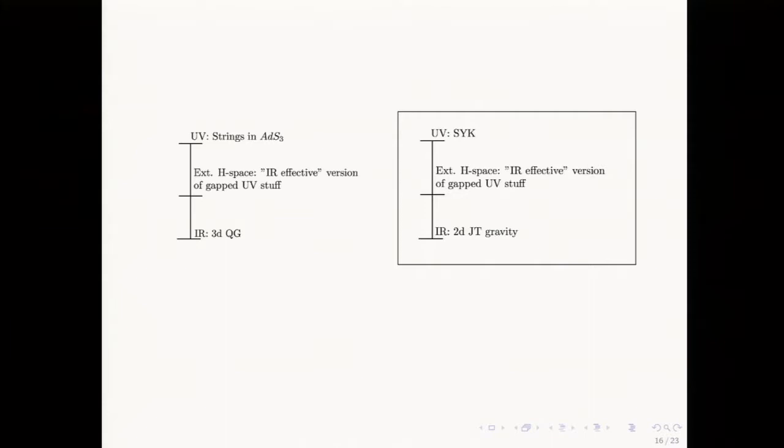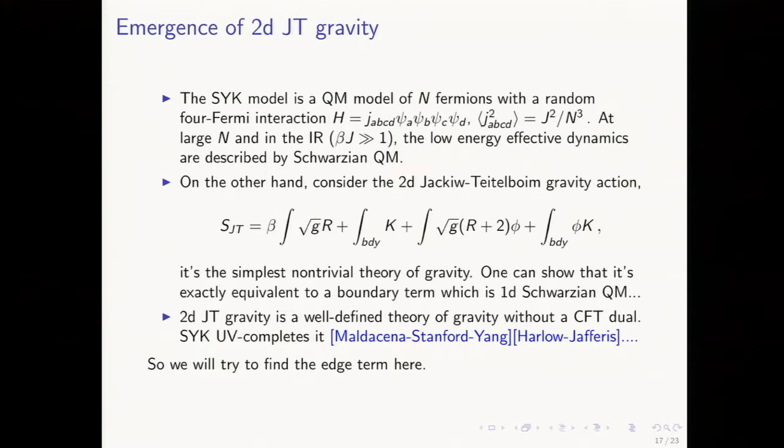So this is one very quick slide about how JT gravity emerges from SYK. Depending on whether you've been following the story, this slide will probably either be fast or trivial. I'm on the side of people who had not been following the story until a couple months ago, so I'm not an expert. But the point is just to explain how this fits into our framework.